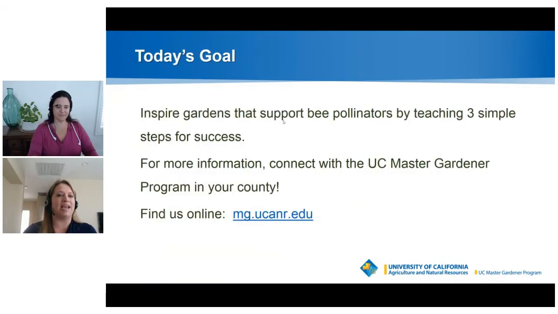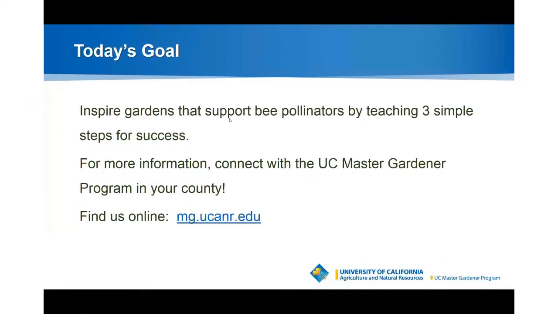All right, so my goal for today is to inspire more gardens that support bee pollinators. And I want to do this by teaching 3 simple steps that you can integrate into your current gardening practices. Now, at any point, if you decide you need more information, do reach out to your local UC Master Gardener program. We're located in counties throughout the state, and you can navigate to your local county program by going online to mg.ucanr.edu. The Master Gardeners are ready and willing to help you in your gardening journey. If you're interested in pursuing more pollinators, they can certainly assist you with that as well.